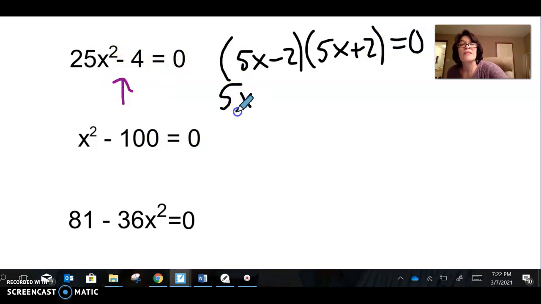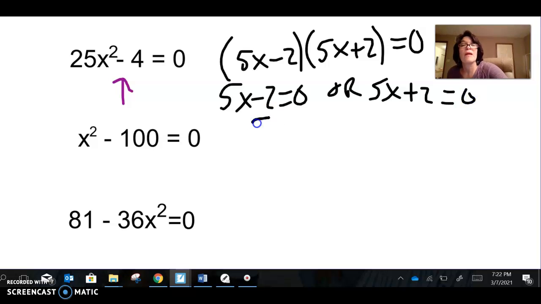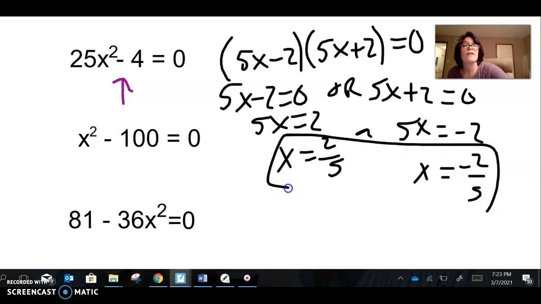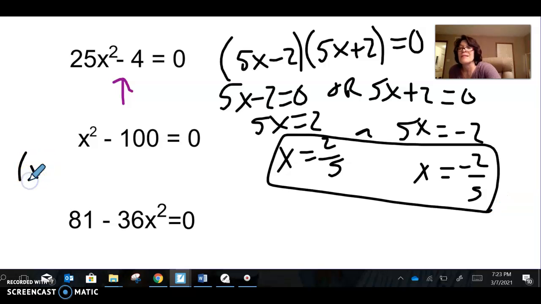So then 5x minus 2 equals 0, or 5x plus 2 equals 0. 5x equals 2, so x is 2/5. Or 5x equals negative 2, so x is negative 2/5. Those are the two answers to 25x squared minus 4 equals 0. X squared minus 100, I'm sorry, I gave the answer away. X minus 10, x plus 10 equals 0.